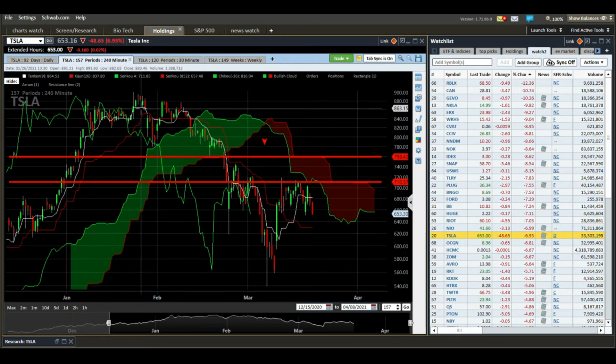This was potentially a viable pullback. Buyers did come in here. This pullback failed, came into the cloud and broke below the cloud, and then the selling momentum really picked up here. So what I'm seeing is we get way oversold, and the way you identify oversold with Ichimoku is the farther the price is from the cloud, the more oversold you are.